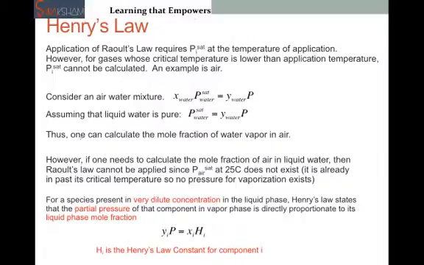For species present in very dilute concentrations in the liquid phase, Henry's law states that the partial pressure of that component in the vapor phase is directly proportional to its liquid phase mole fraction. The partial pressure in the vapor phase, which is Yi times P, is proportional to its liquid phase mole fraction Xi. The constant of this proportionality is Hi. Thus Yi P is equal to Xi Hi, where Hi is the Henry's law constant for component i.